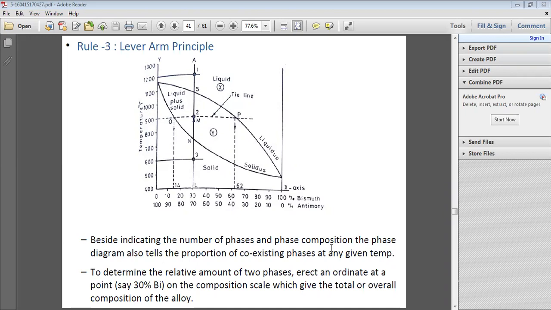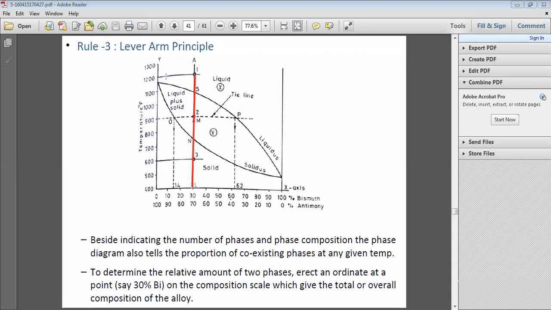Erect an ordinate at a point, say 30% of VI, that is this much. So what we do is we erect an ordinate from the point at 30% of this much. So this is this line here. We erect it here. So this is the ordinate for this.